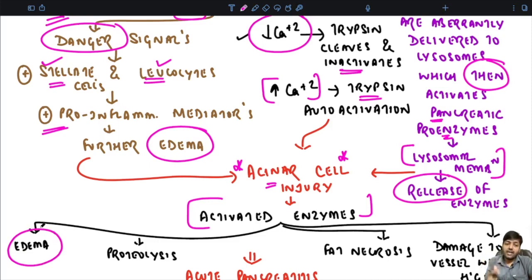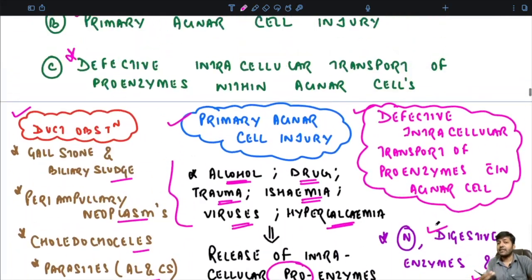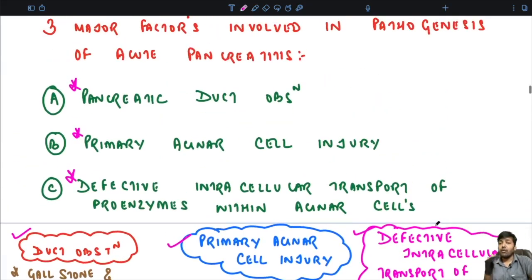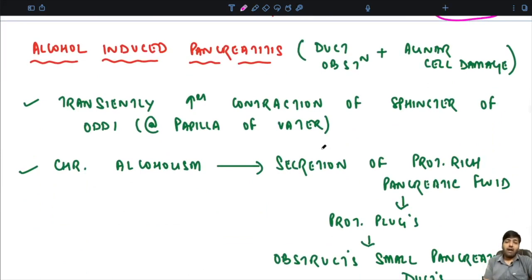Increased duct obstruction can lead to interstitial edema, proteolysis, and fat necrosis, because all the digestive enzymes are released, so they will digest the proteins and the fat. Not only that, elastase is also released, which will damage the blood vessel wall, leading to hemorrhage as well. Ultimately, all these things will give rise to acute pancreatitis. So in your exams, you have to write like this only, and this will fetch you full 100% marks in the exam.